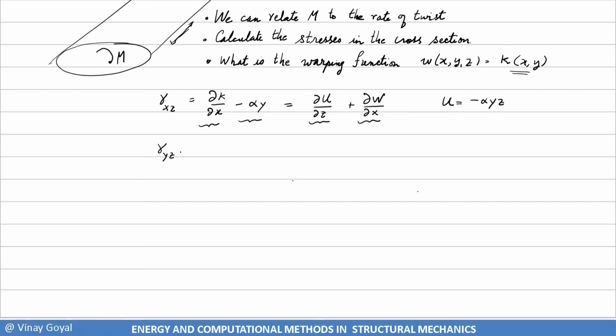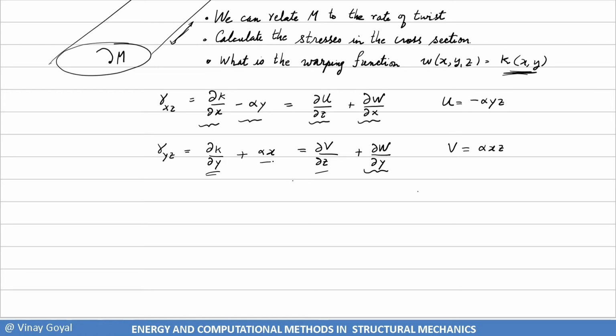Gamma yz is going to be the partial of kappa with respect to y, and then that was plus alpha x, because of the partial of v with respect to z on this theory. And that's an error. Yeah, like that, because v was alpha xz, that's why. So this term here is taking the partial of that, and this term here is that term. So yeah, we got it now.